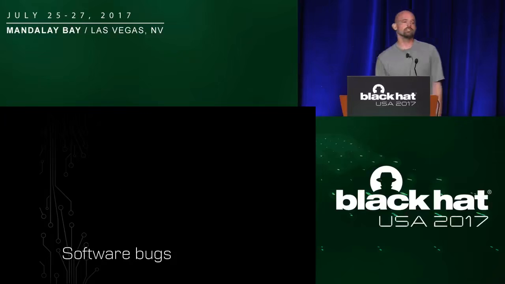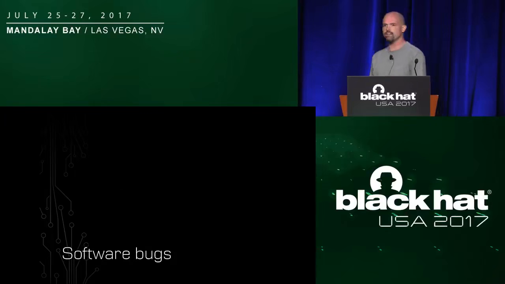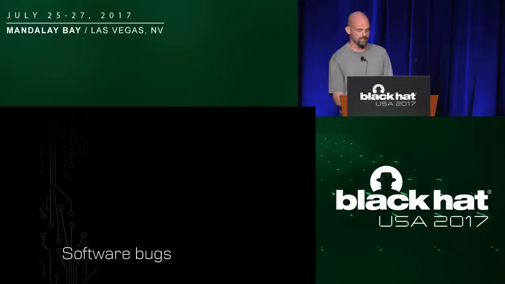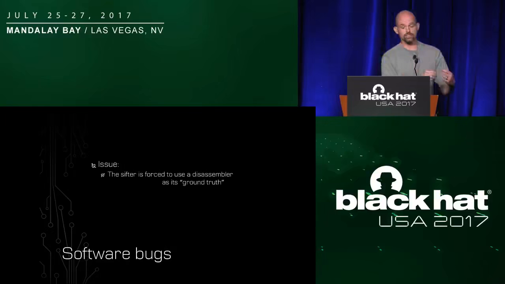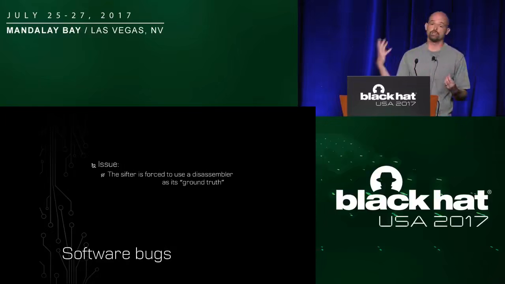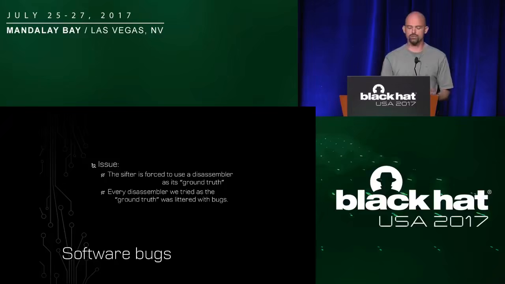So let's look at a totally different thing. I didn't set out to find software bugs, but I ended up finding a lot of really interesting ones. So there's an issue I faced. My SAN sifter is forced to use a disassembler as a ground truth. And I tried a lot of different disassemblers as ground truths, and all of them were absolutely littered with bugs.